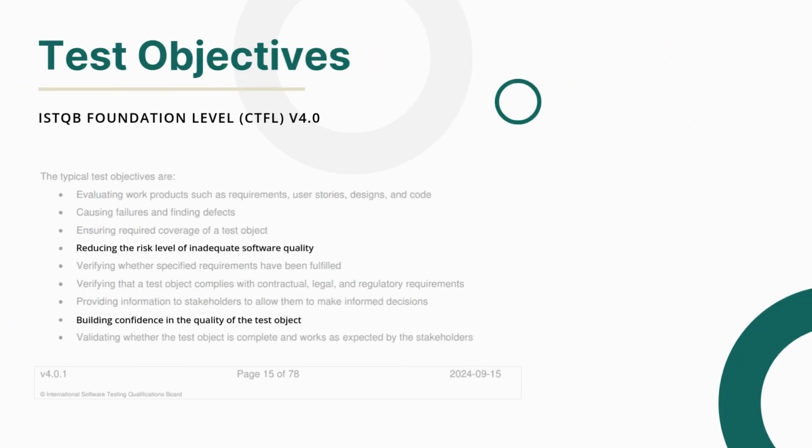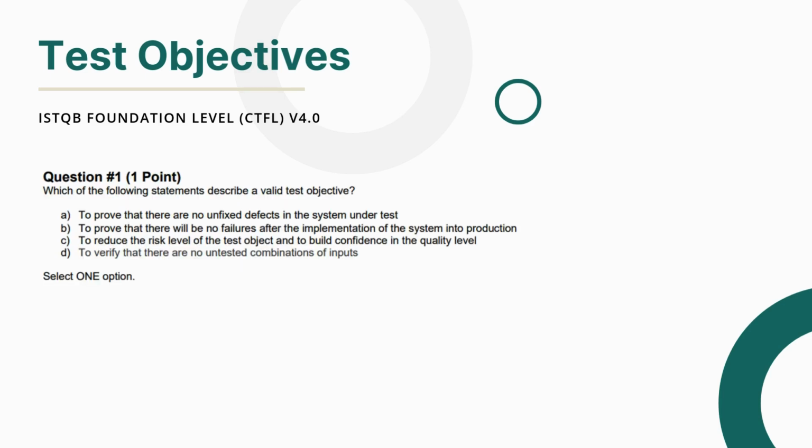2 of them are reducing the risk level of inadequate software quality, building confidence in the quality of the test object. And when we compare these with the options, only option C matches the syllabus exactly. So the correct answer is C, to reduce the risk level of the test object and to build confidence in the quality level. This example shows why knowing the official test objectives is so important. It allows you to eliminate distractors and choose the correct answer with confidence.